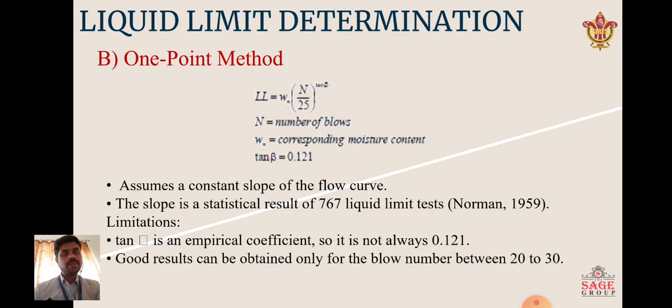A limitation of this method is that tan beta is an empirical coefficient, so it is not always 0.121. Good results can be obtained only for blow numbers between 20 and 30. So if you want to get the actual or precise value, then you have to take the blows between 20 and 30. And as we also discussed, the empirical coefficient is not always the same.